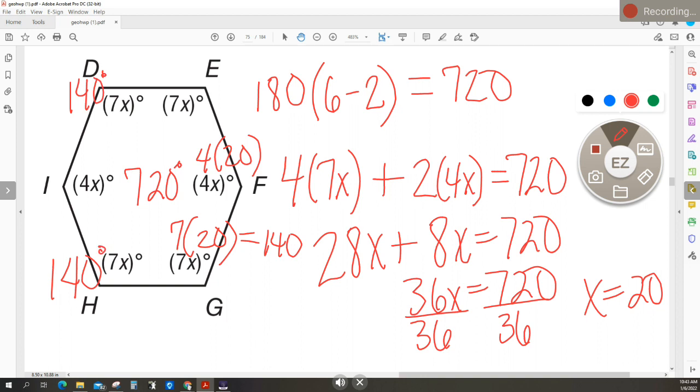140 degrees. We got to put a degree symbol on them. Those are angle measurements. And then what is 4 times 20? 80. So every one of these angles that have 4x are 80 degrees. Those are our answers. Does that make sense? Okay.